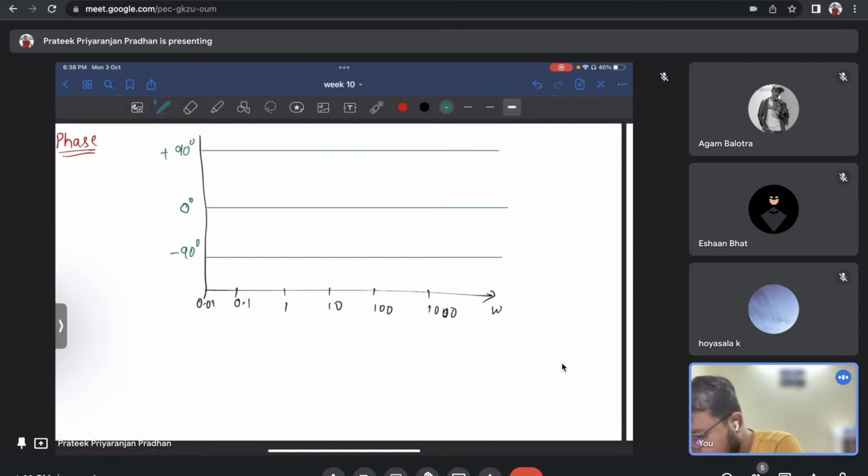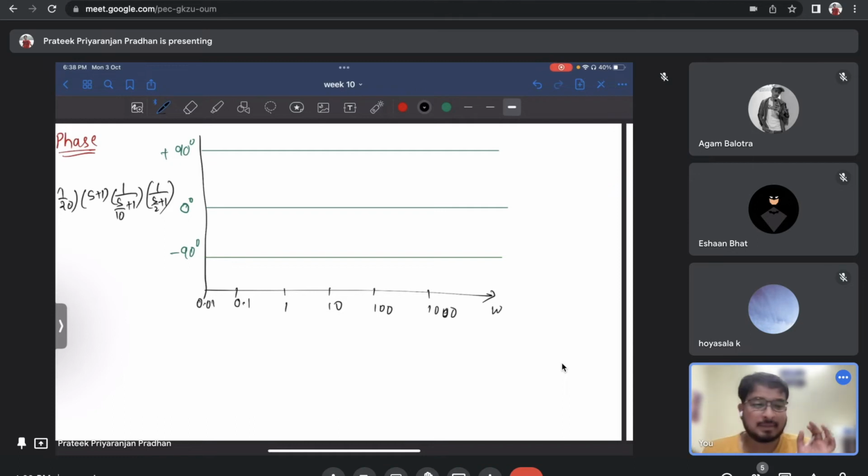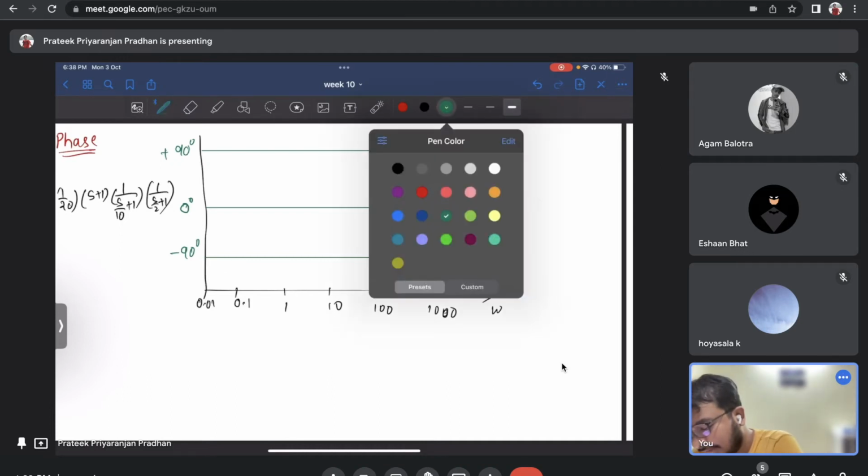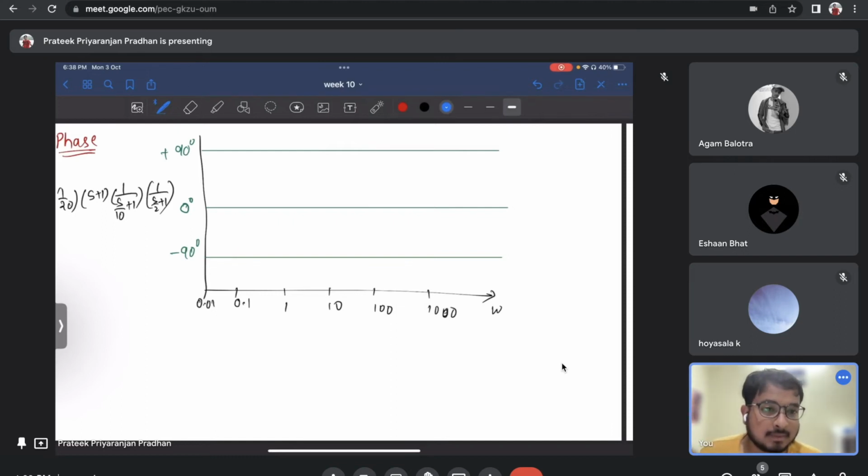Okay, I'll write down the expression again. It was 1 by 20, then 1 by (s by 10 plus 1), and 1 by (s by 2 plus 1). Similarly, I will draw the phase diagram for each individual term. So what will be the phase contribution of this term, 1 by 20? What will be the phase contribution? Somebody can just say.